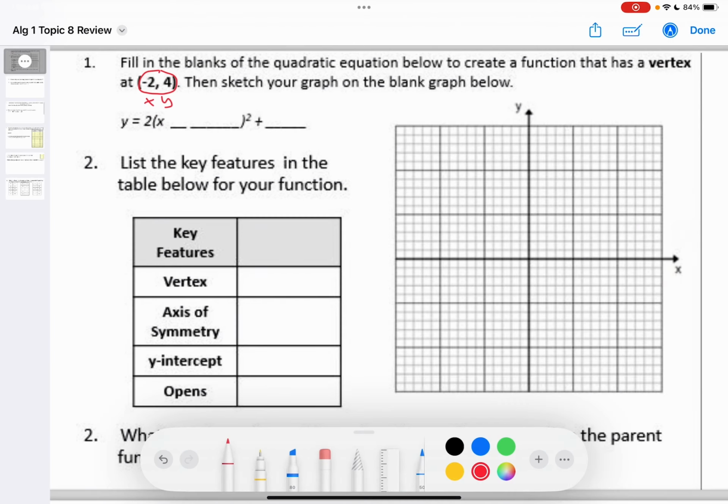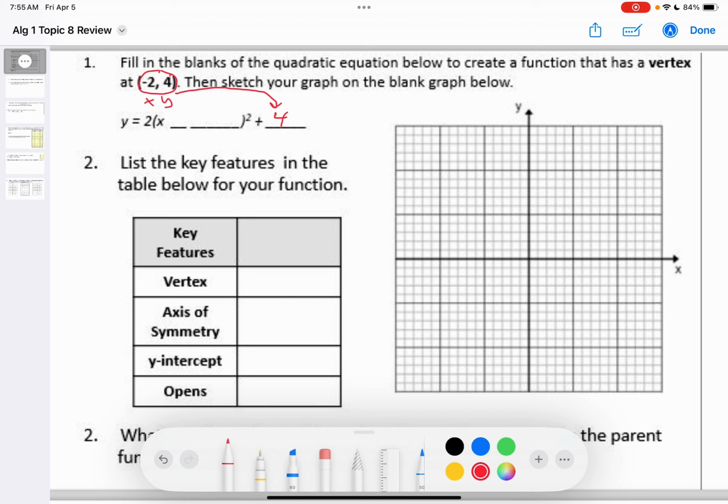We will always take the y value, drop it over here at the end, and again the y value does what it's supposed to do. If it's a positive 4 as a vertex, it's going to be positive 4 in the equation. Now the x value though is the one that does the opposite of what we want it to do or think it should do.